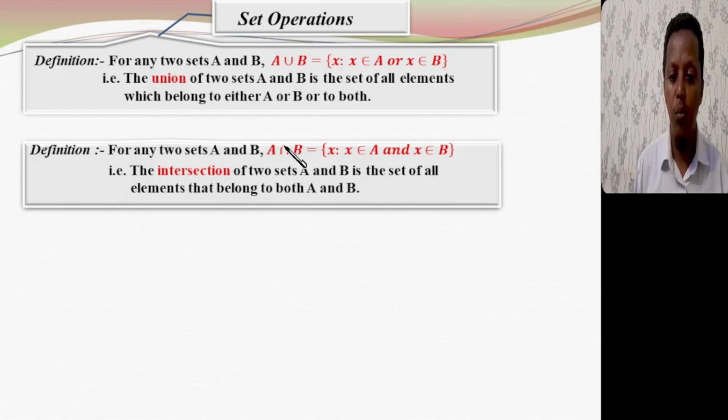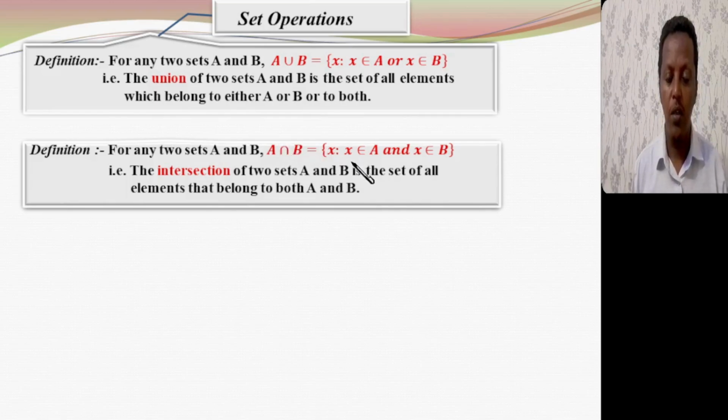A intersection B is a set containing x, where x is an element of A and x is an element of B. So in the case of intersection, we are using conjunction. For conjunction, both must be true. Both must be true means the intersection set will contain elements which belong to both set A and set B. So A intersection B is the set of all elements that belong to both A and B.